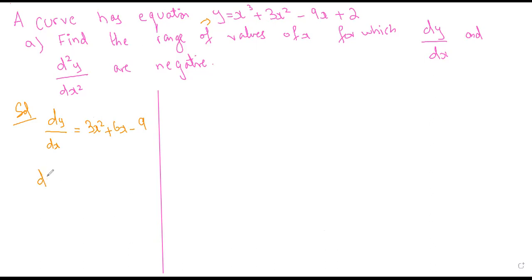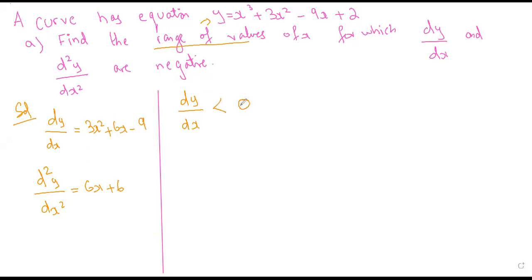Okay, and then if I talk about the second derivative, that is 2 into 3, that is 6x plus 6. Okay, these are the two derivatives, first one and then the second one. What exactly is the question? The question is to find the range of the values of x for which dy by dx and the second derivative are negative.